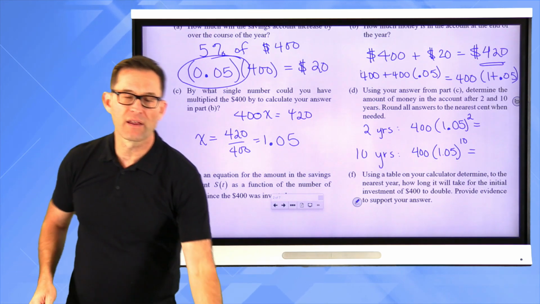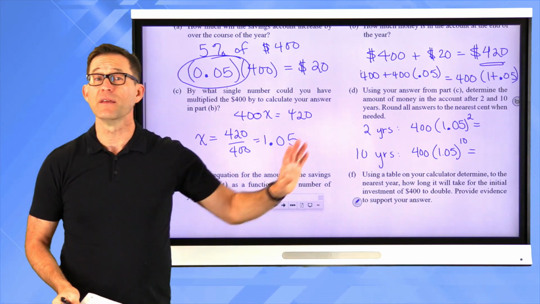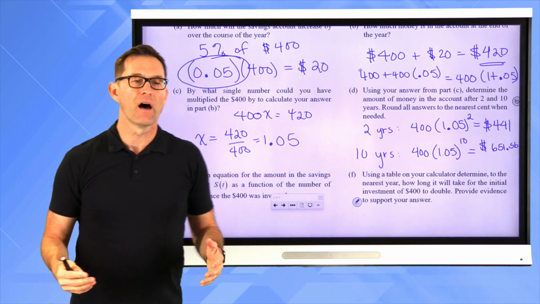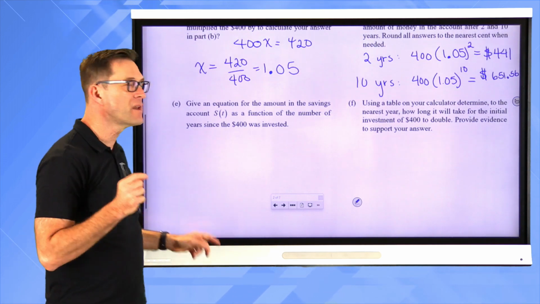Awesome. Well, let's take a look. I'm not going to break the calculator out because that should be easy enough to plug in. What we find is after 2 years, it's actually an exact amount, $441, and after 10 years, we do a little rounding. That ends up being 651.56, and let me make that look like a dollar sign. Okay, now all of this then allows us to finally create an exponential model.